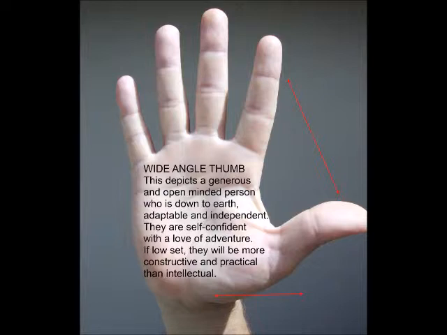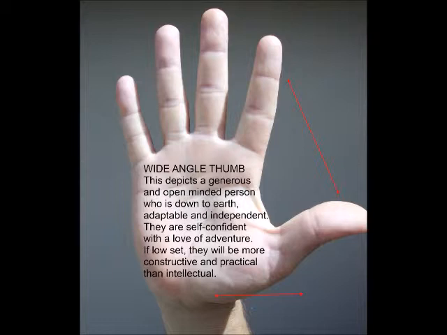If it's a fully wide thumb, like I said before, like a low set thumb, they can take it to the extreme. So they're overly flexible, to the point where they may be reckless and not think about what they do. But overall, it shows confidence, somebody down to earth and adventurous, much like the low set thumb. They can be very enthusiastic about what they do, but they can be so carefree that they become negligent or irresponsible.